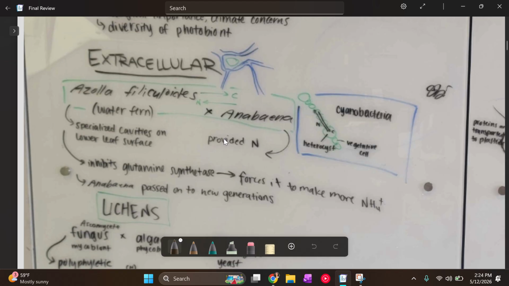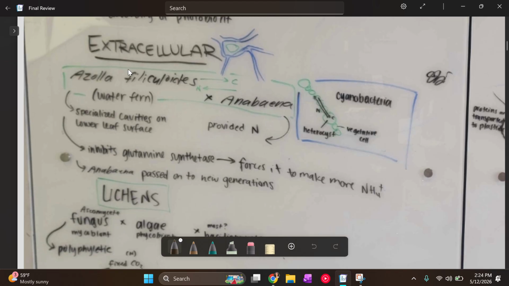Anyway, our extracellular relationships, we talk about the Azolla-Anabaena relationship, where Anabaena, which is a cyanobacterium with heterocysts, is going to give nitrogen.